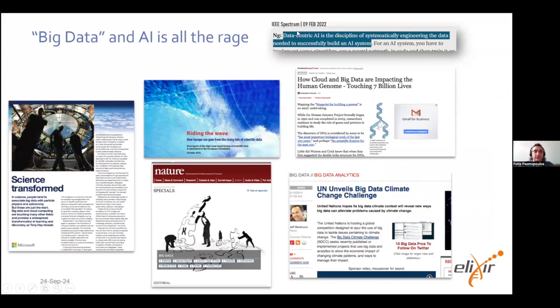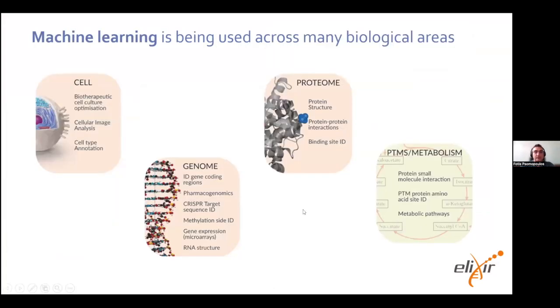So, first and foremost, of course, everyone knows that big data and AI are all the rage now. There are a lot of big impact and fancy articles that highlight how important big data and AI are in science right now. Of course, in life sciences, it's quite evident that machine learning is now being used across pretty much any biological area you can think of, from foundational cell analysis to genome, proteomics, metabolism, fluxomics, systems biology, pretty much any aspect of biological research.